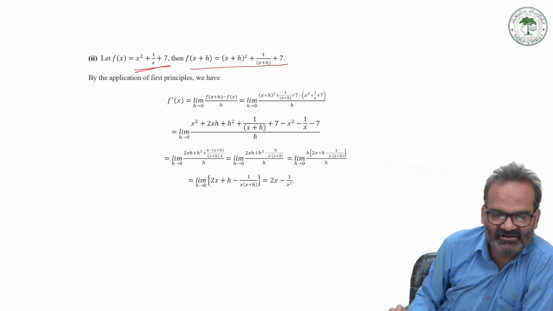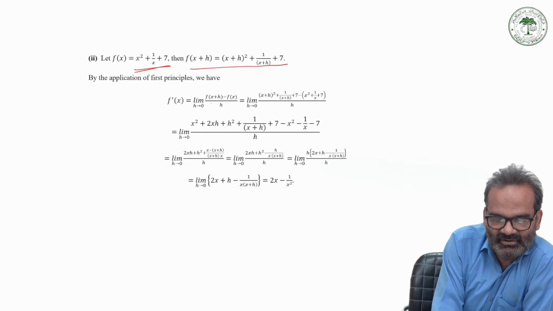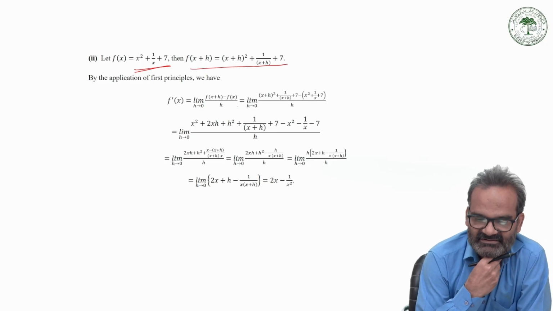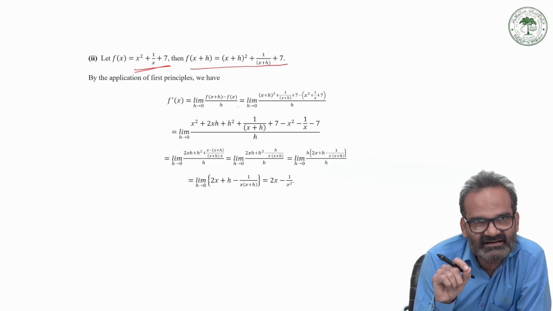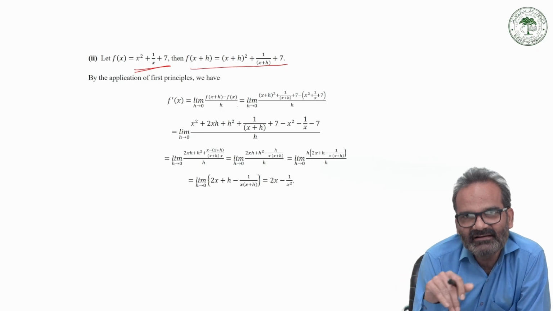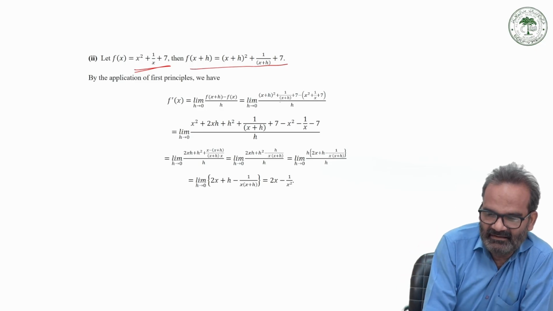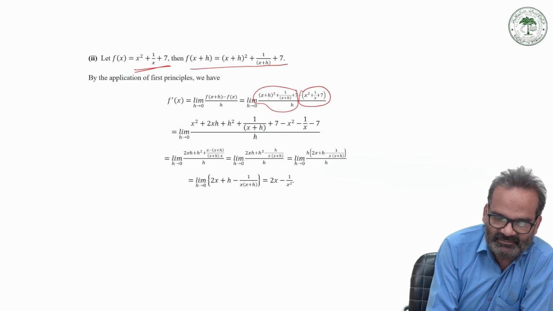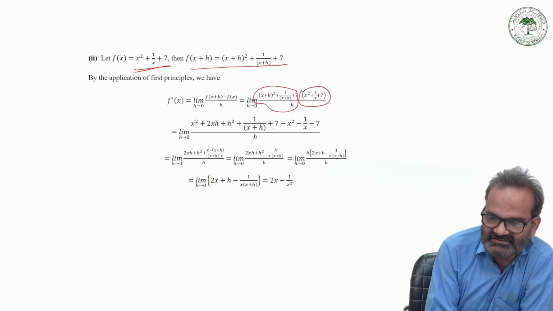Now, by the application of the first principle, this is our formula. F dash x is equal to limit h tends to 0, f of x plus h minus f of x divided by h. Put the value of f of x plus h and f of x and then find out the limit as usual. This is the value of f of x plus h, and this is the value of f of x, right? Open this by the formula of (a plus b) square, x square plus 2hx plus h square. This is 1 upon x plus h plus 7.